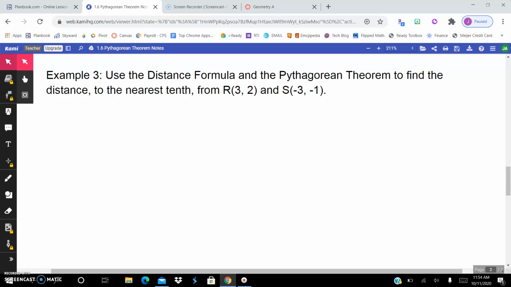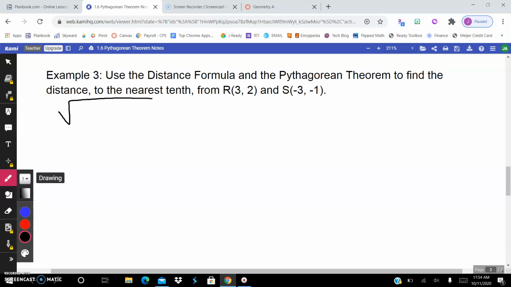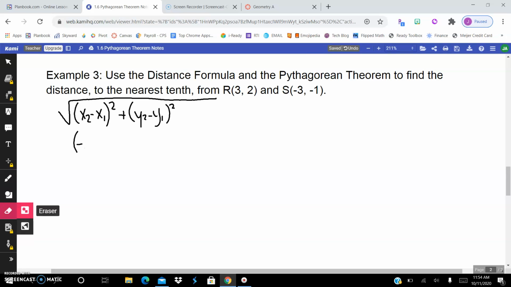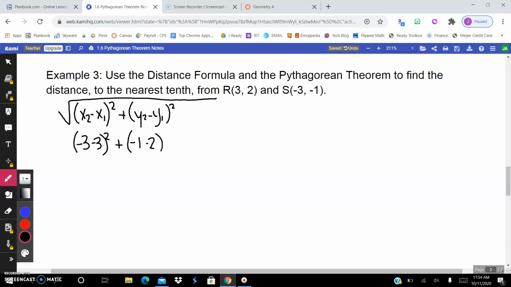So the distance formula first, remember, is the square root of x2 minus x1 squared plus y2 minus y1 squared. So x from my second point would be negative 3. Minus x from my first point would be 3. Y from my second point is negative 1, and y from my first point is 2.